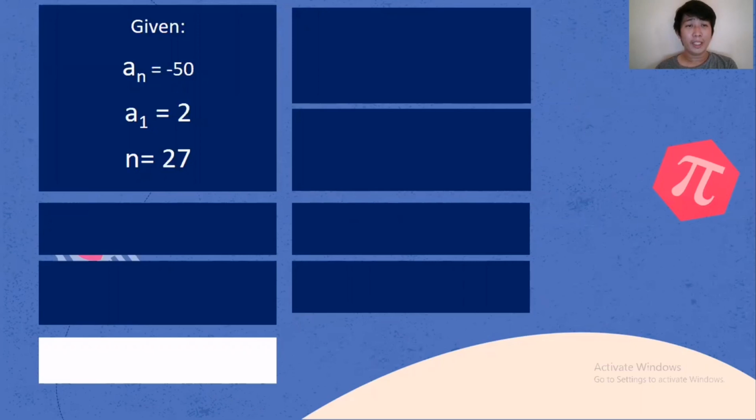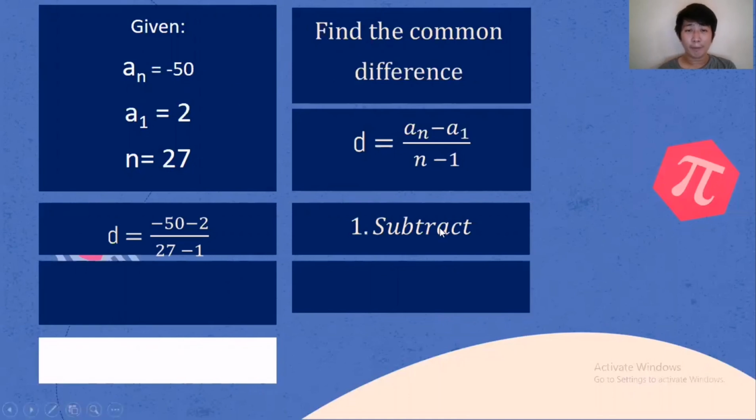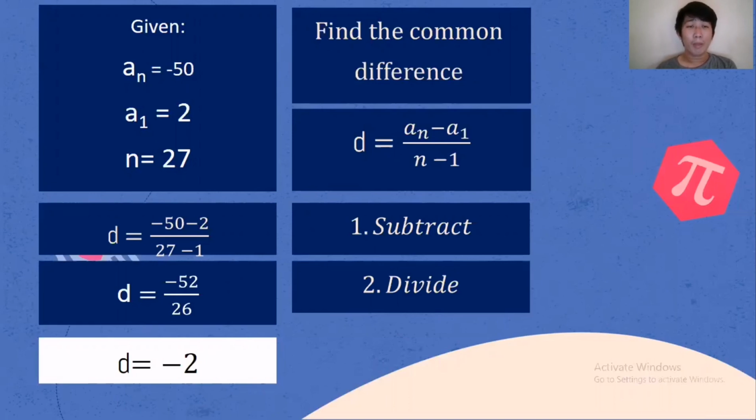A sub n is negative 50, a sub 1 is 2, and n is 27. So we are going to look for the common difference, and the formula will be d is equal to a sub n minus a sub 1 over n minus 1, where a sub n is negative 50, a sub 1 is 2, and n is 27. The first process is subtract. Negative 50 minus 2 is negative 52. 27 minus 1, that is 26. And the last process is divide. Negative 52 divided by 26, that is negative 2. So the common difference of the given arithmetic sequence is negative 2.